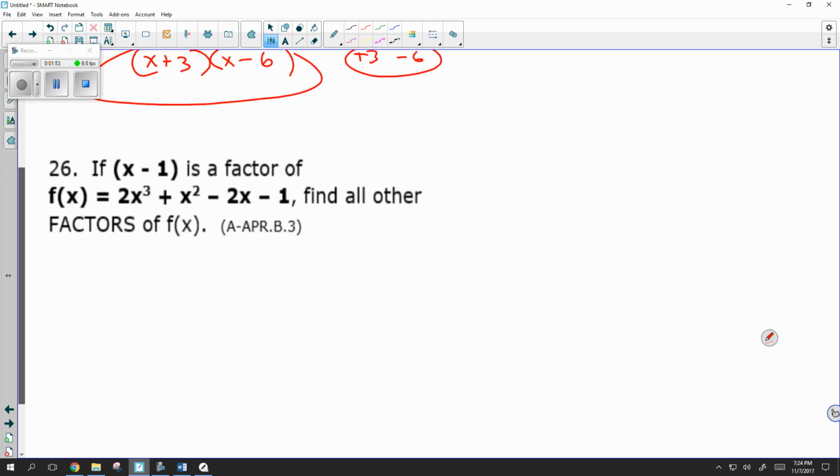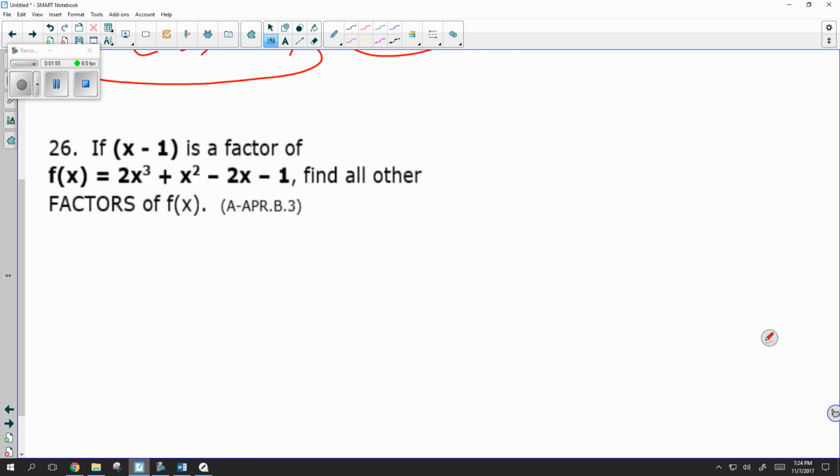So again, x minus 1 is a factor. That means if we do long division, there's no remainder. If we do synthetic, there's also no remainder. We can do synthetic because x minus 1 is a plain x. There's no exponents, there's no coefficients. So we're going to do it the same way. So we have 2, 1, negative 2, negative 1. We put a plus 1 here. It's always the opposite of what's in your parentheses.